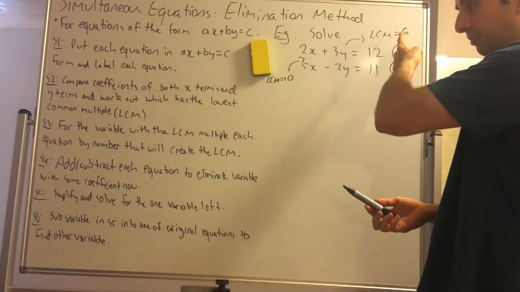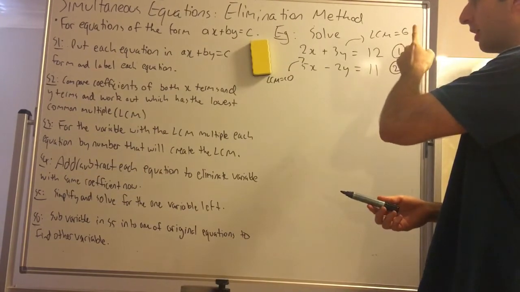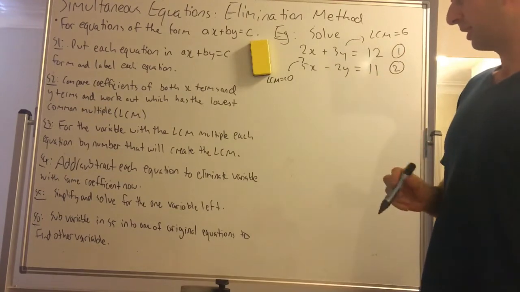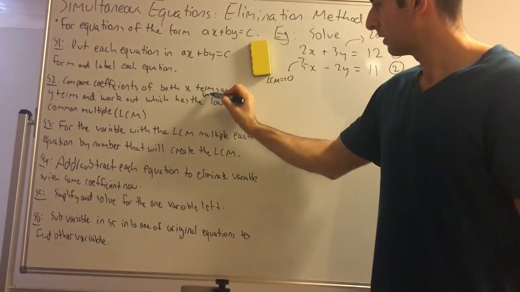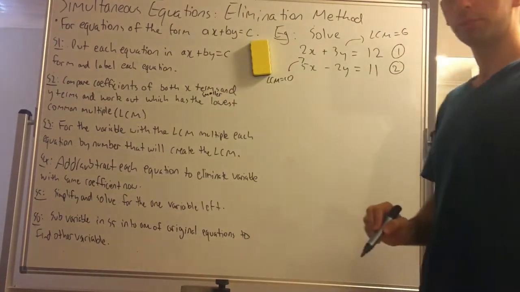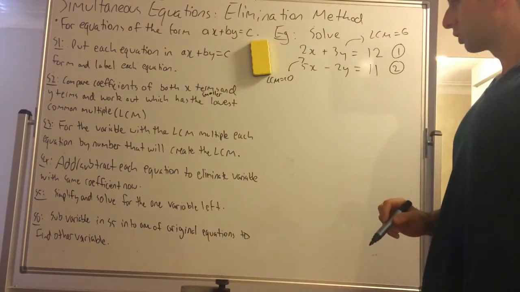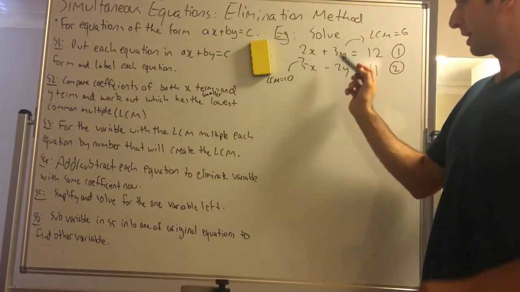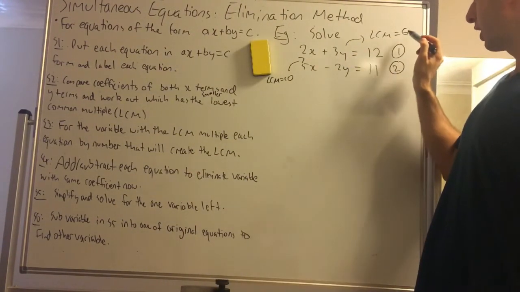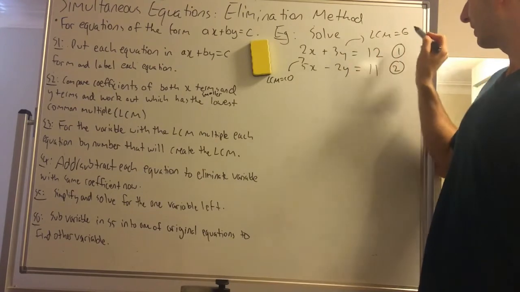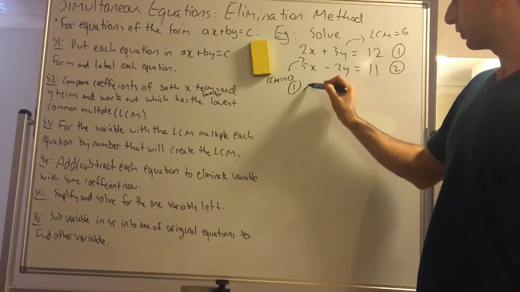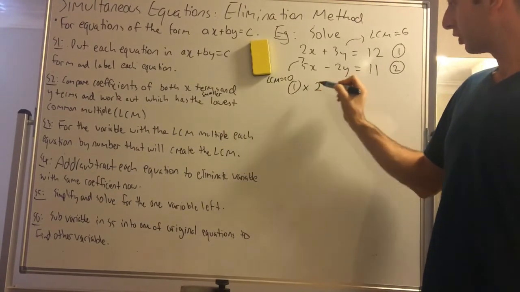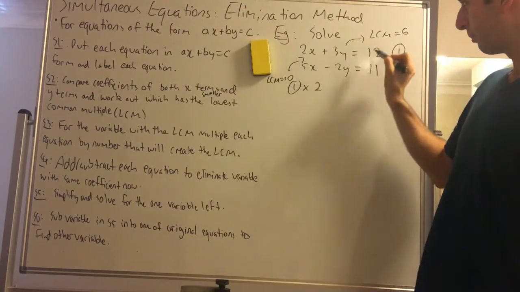So that's smaller. We want the term that has the smaller lowest common multiple, because now we're going to multiply each equation by a number that will create this LCM. To get 3 to 6, I will multiply equation 1 by 2. So I'm going to write that: if I multiply by 2, you times each number by 2.